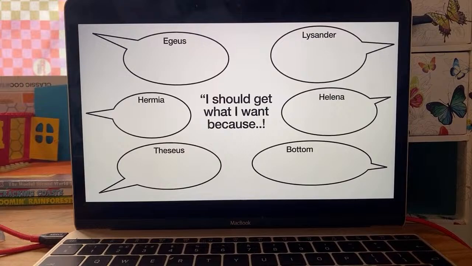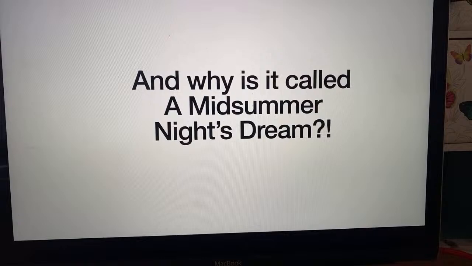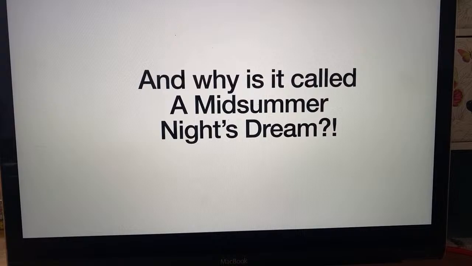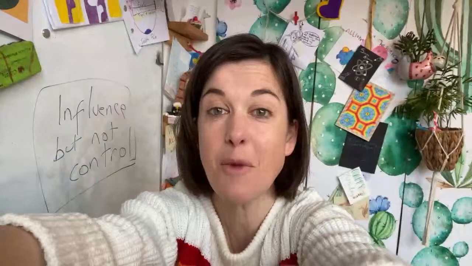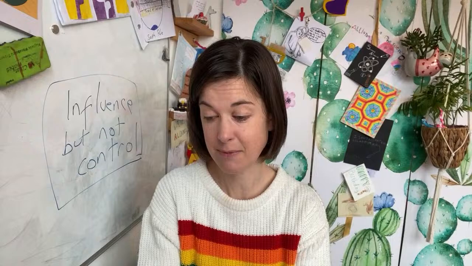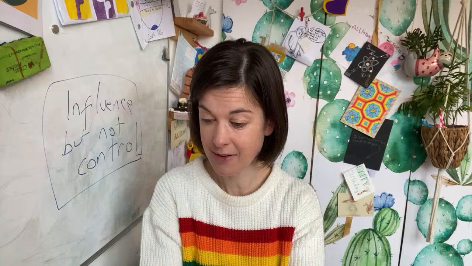But anyway, my final question to you is, why is it called A Midsummer Night's Dream? I mean, it's not set in midsummer, for a start. Let's not worry too much about that. Why is it called a dream? There's a lot of people on the internet writing about this. I actually haven't agreed with any of the ones that I've seen. That doesn't mean that I'm right and they're wrong. It just means that if I was directing it, I wouldn't do it their way. Why is it called Midsummer Night's Dream?